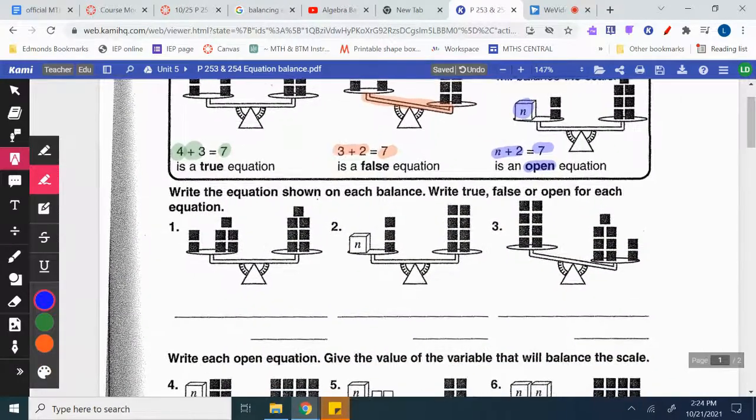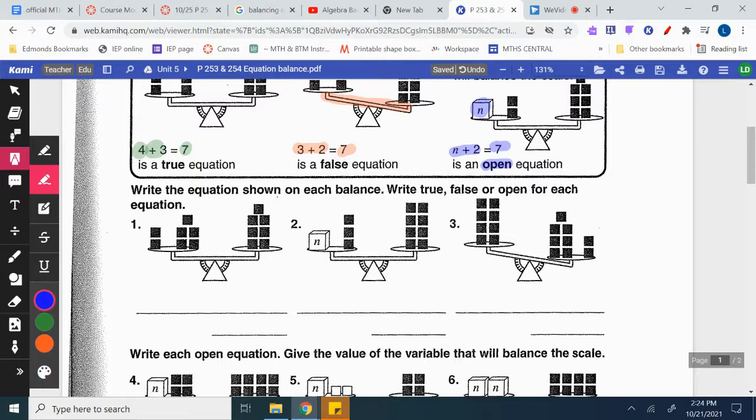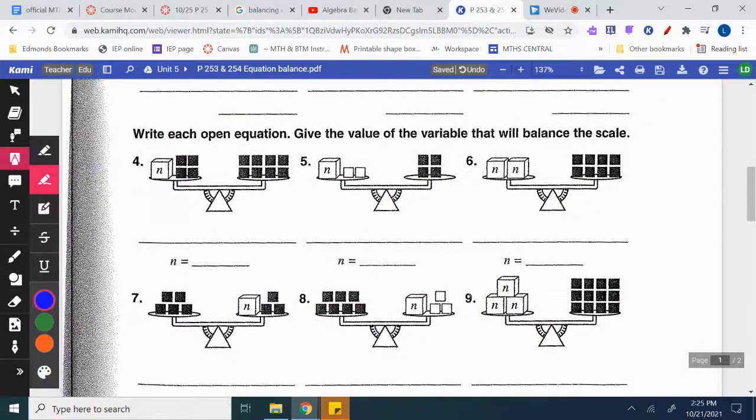All right. So on 1, 2, and 3, they want you to look back up to these right here and tell us if it is open, false, or true, and write the equation of what they are showing you, just like they did right here. I'm going to let you try that one on your own. But let's take a look at numbers 4 through 9.